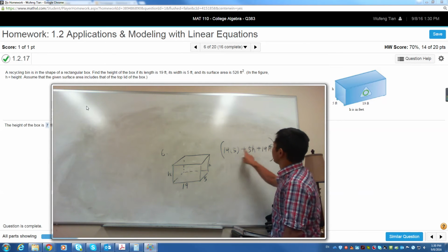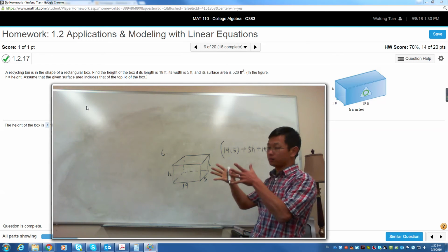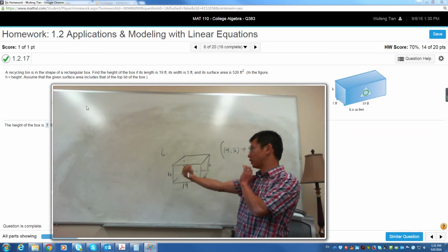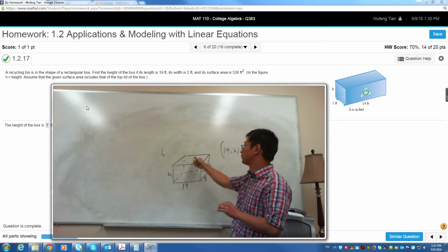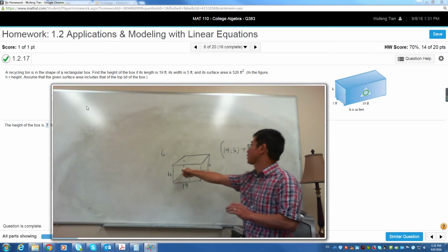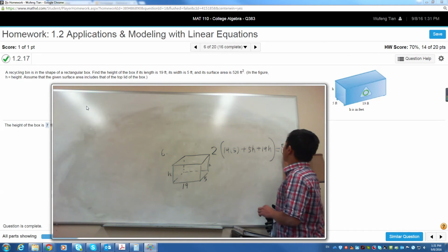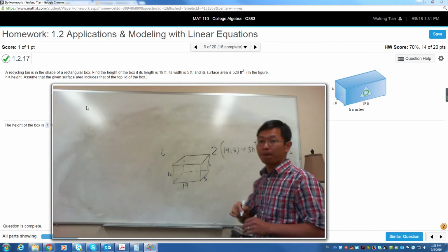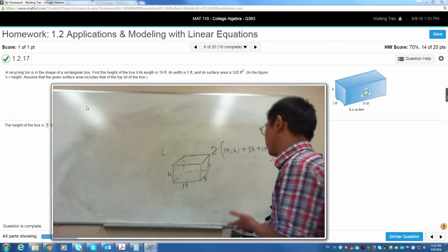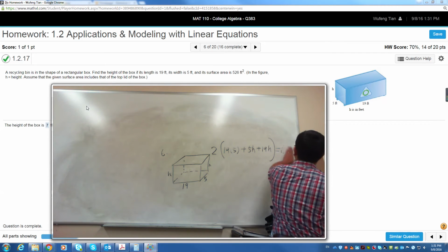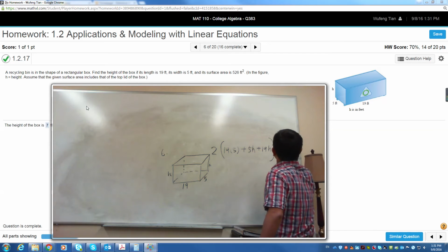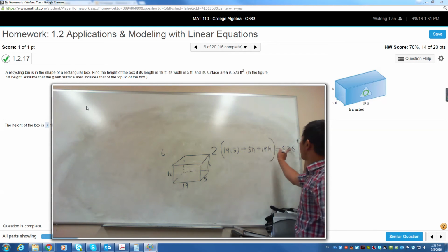You add this side, this side, this side, but for each one you have two sides. You have an additional one. For the base, you have the top. For the front, you have the back. For the left, you have the right. So double the side areas equals 526.